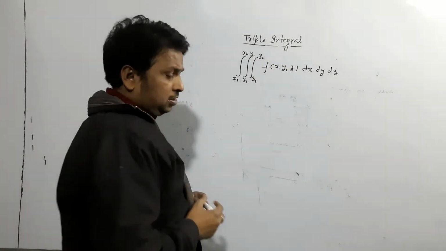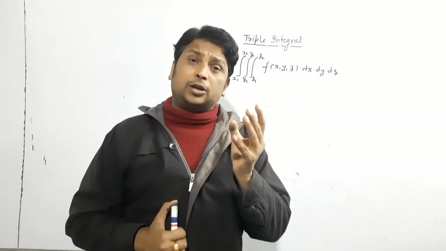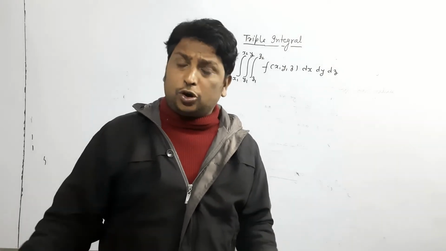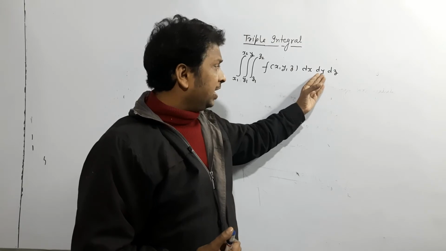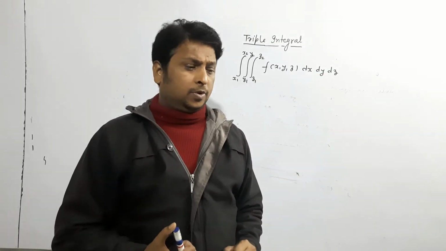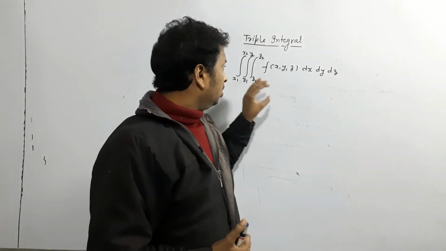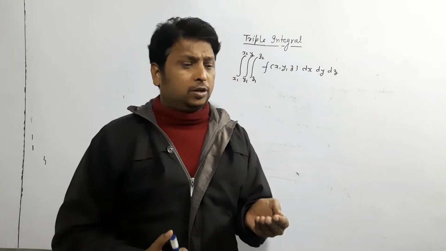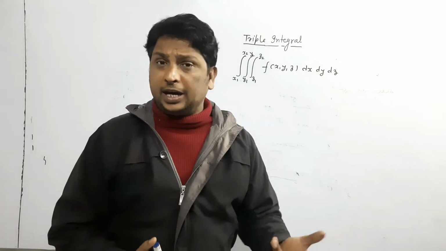If all limits are constant, like in a double integral, then integrate in whichever order they ask. It means first integrate with respect to x, then y, then z. Actually, it depends on the limits. So if all limits are constant, then as usual, do the order they ask.